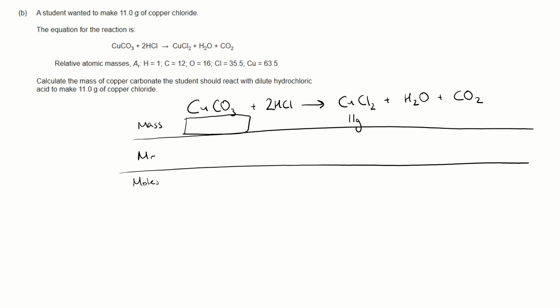Cool, now let's go. We need the MR of copper chloride. It says it here. 63.5 plus 2 times chlorine 35.5. That is 63.5 plus 2 times 35.5, 134.5. Next, moles. Moles again, I'll write the equation. Moles equals mass over MR. 11 divided by 134.5.